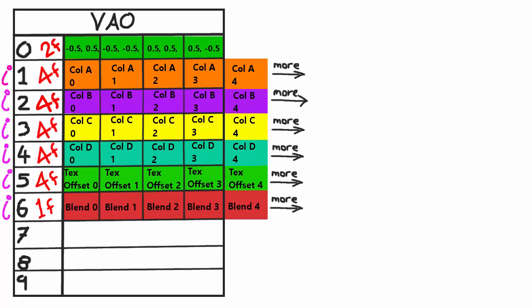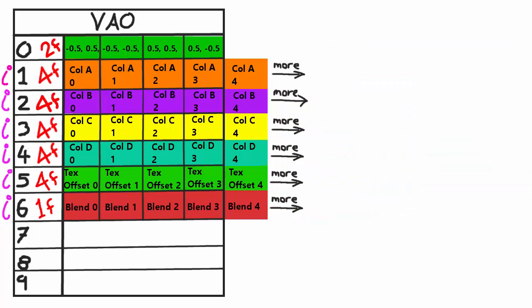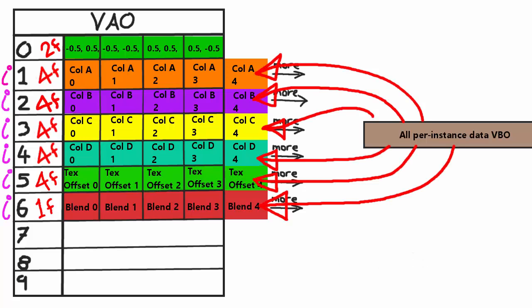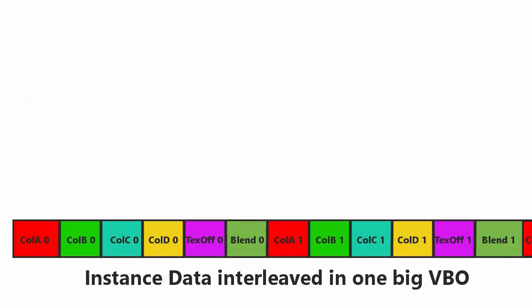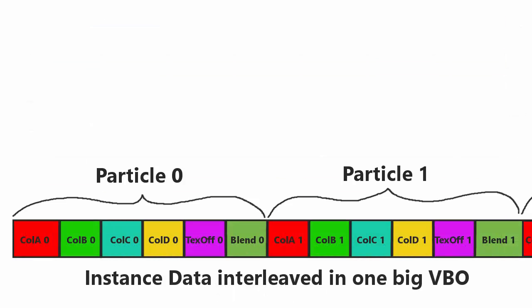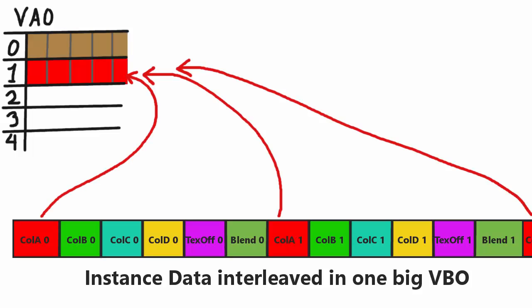We've previously always stored our data in separate VBOs, one for each attribute in the VAO, and if we were to do that this week, we would have to update each of these 6 VBOs every frame. However, there is actually a way that we can store the data for all 6 of these attributes in the same VBO, which would mean that we'd only have to update this single VBO rather than 6 different ones. So instead of storing all the texture offsets for each particle in one VBO and all the blend factors for each particle in another, we store all the data for each particle one after another in the same VBO like this. This is called interleaving, and now when we create the attribute lists in the VAO, we need to indicate which parts of the VBO they should get their data from.